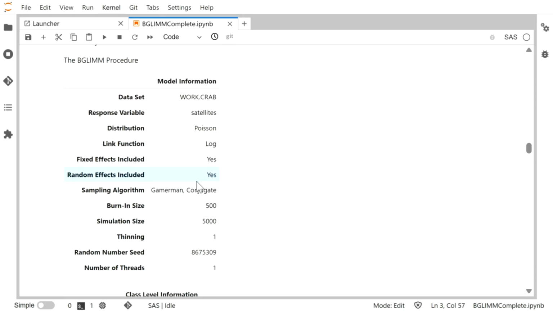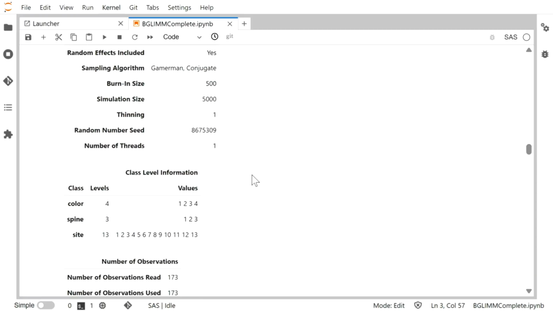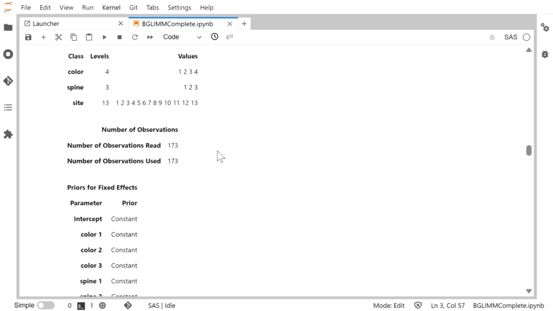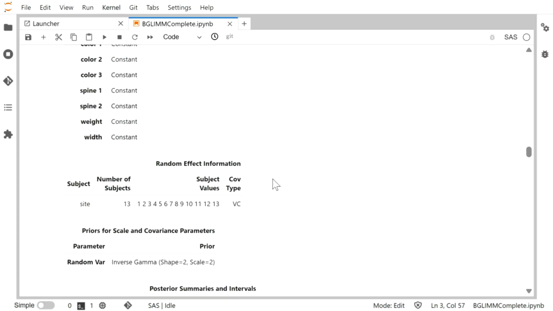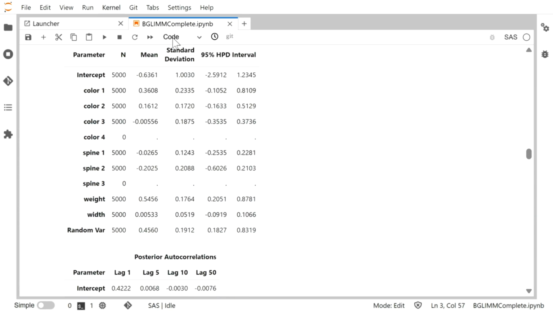Notice in this situation, do you see that it says Gammerman conjugate? That means there are some things in here that did not go full conjugacy in the problem, which means I will need to spot check for convergence in this situation. So that is a good thing to be on the lookout for when you're working with a BGLIMM structure. There's my class level information. There's my priors. But what I'm really going to be interested in is, can I trust these posterior means, posterior standard deviations? Did we converge to an actual answer?